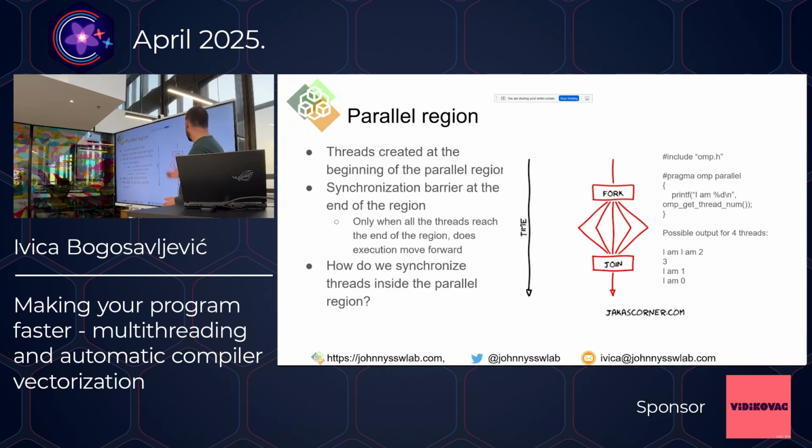So the question is, this is not what we want. We don't want to print it like this. We want to print it I'm 1, I'm 0, I'm 2, I'm 3. So how do we enable synchronization here?